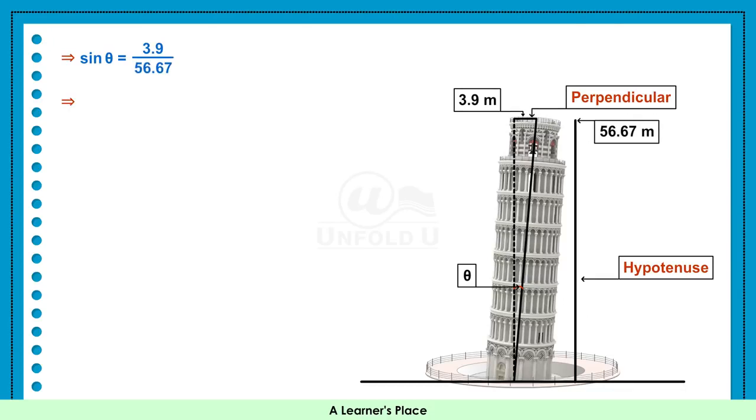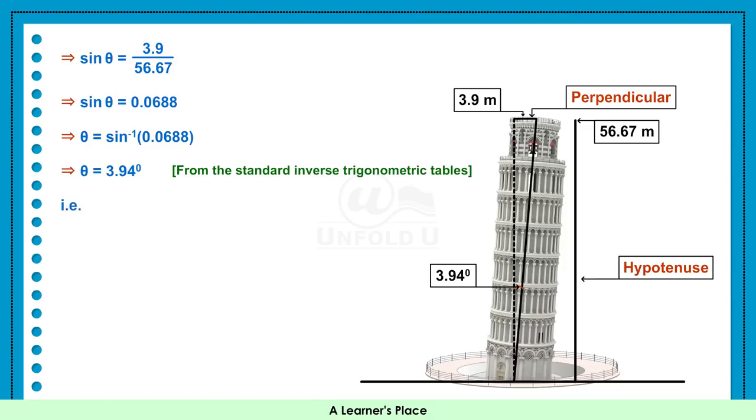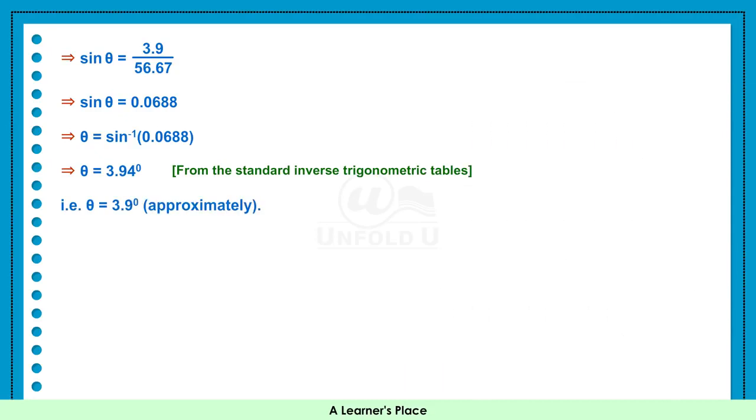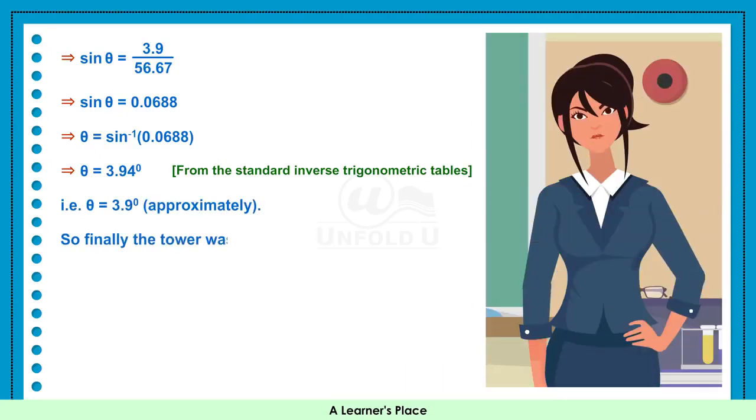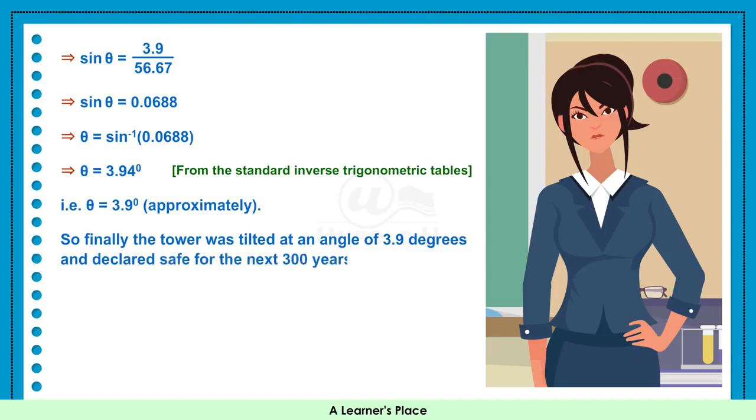56.67, which implies sin theta is equal to 0.0688, which implies theta is equal to sin inverse of 0.0688, which implies theta is equal to 3.94 degrees. That is, theta is approximately equal to 3.9 degrees. So, finally, the tower was tilted at an angle of 3.9 degrees and declared safe for the next 300 years.